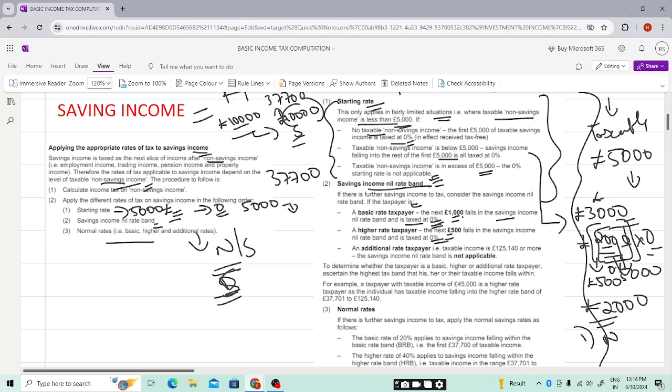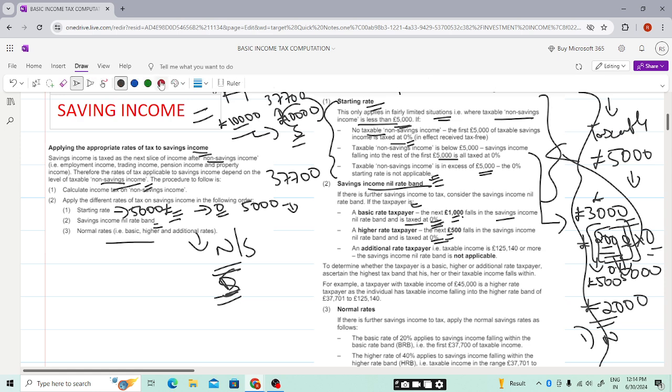This 2,000 we have already given the special rule for, but for further, see, this 2,000 we have given the special rule. We have saving income of 10,000 pounds. We have already done with this special rule. Now what is left over is 8,000 pounds. For these 8,000 pounds, you need to see whether the nil rate bands are available or not. If the nil rate bands are available, please do use it and tax at 0%. For a basic rate taxpayer, it is 1,000 pounds. For a higher rate taxpayer, it is 500 pounds.